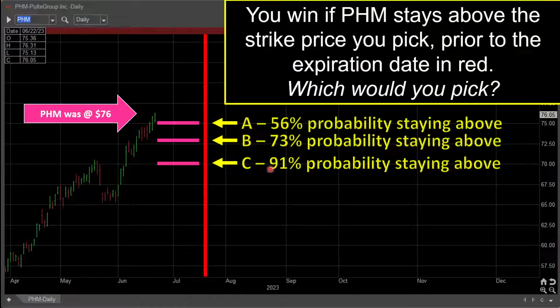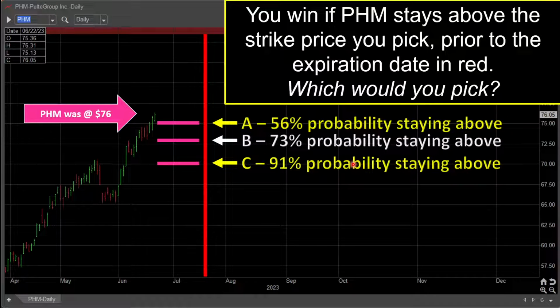Like everything else in life, too much probability is bad. Too much of anything is typically bad. Probability is the same way. We want to strike a compromise, and that compromise typically comes in the 60 to 70% range.